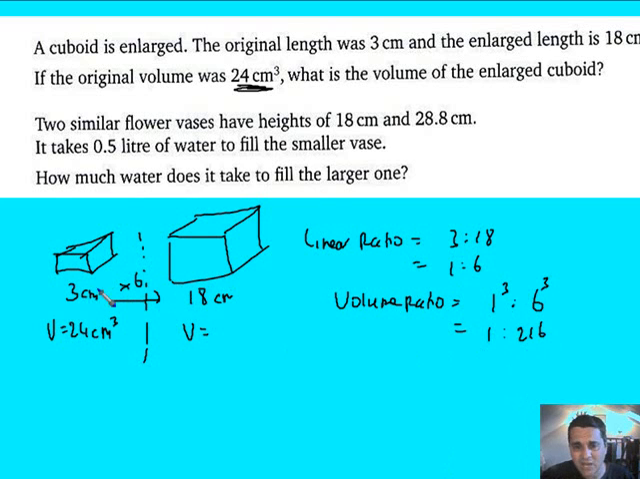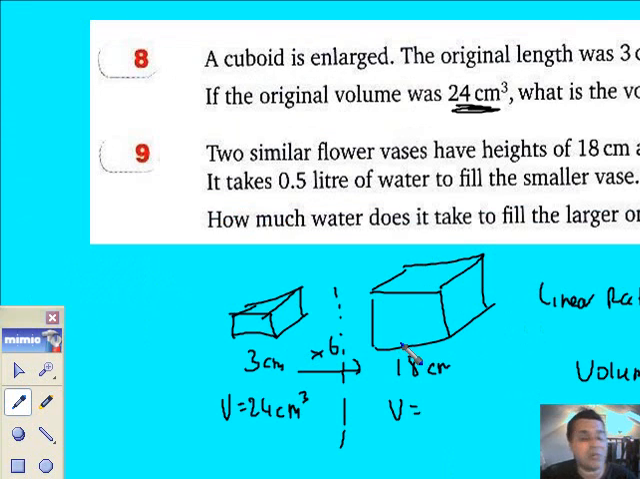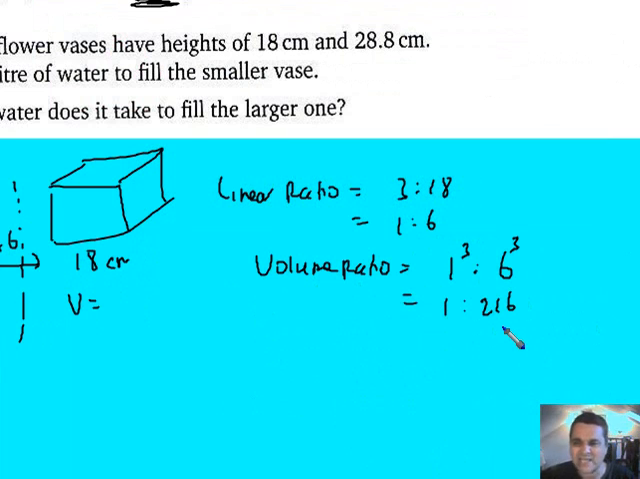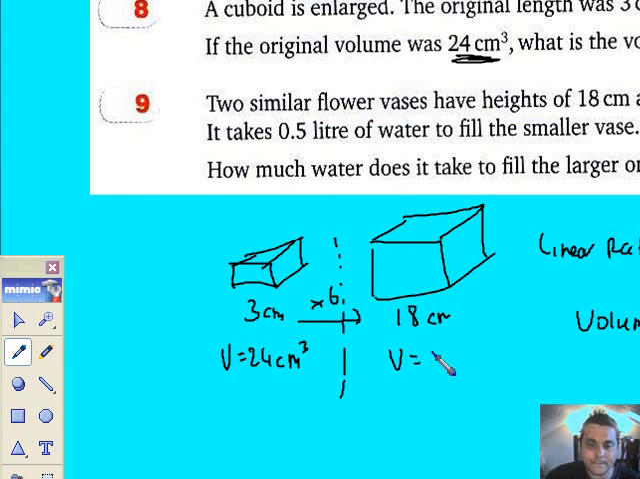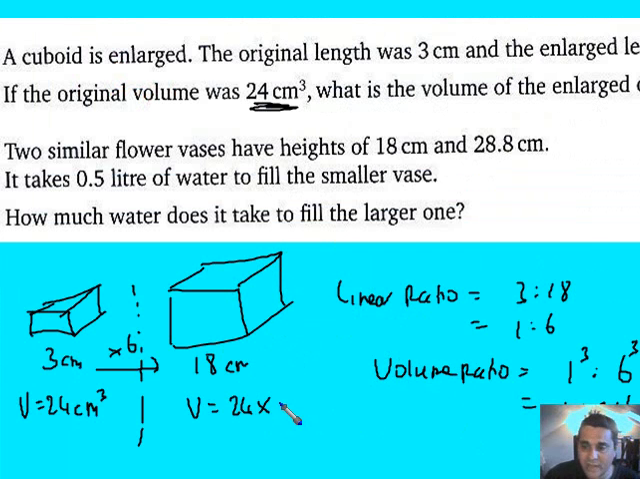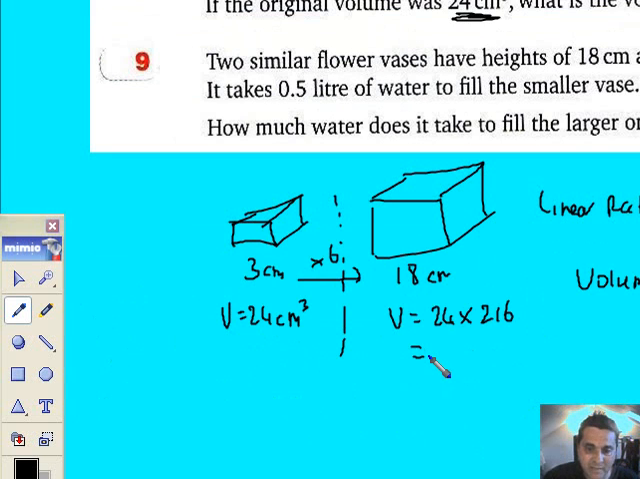Now this is truly shocking. Even though it's only 6 times as long in terms of the corresponding lengths, by the time I get to the volume and go 3 dimensions, I'm 216 times as big in terms of volume. Therefore I'm going to take my 24 and multiply that by 216, and I'm going to get my volume. So 24 times 216 equals 5,184 centimetres cubed. There you go, beautiful.